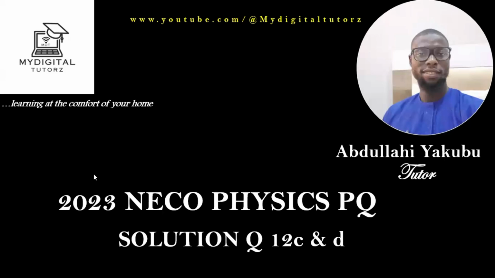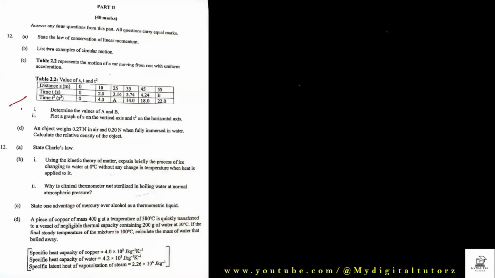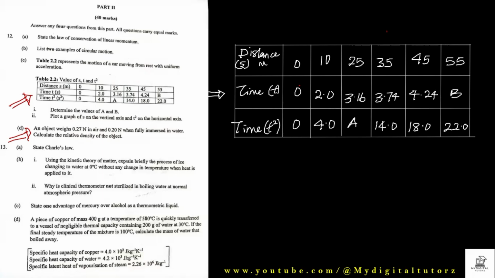So here we have question 12C and D. We're going to look at this question on the table and the D part of the question. Here's the question. I have brought it out here. The first question says, determine the value of A and B. So we are looking for the corresponding values of A and B from this table.